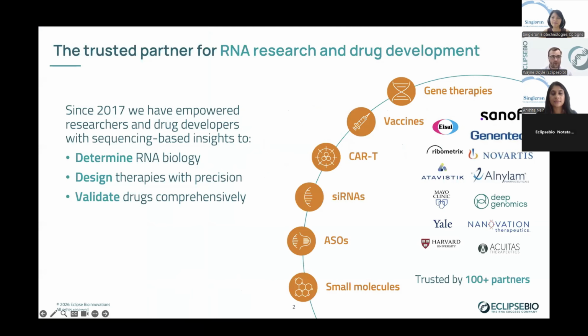So I want to start by just giving an introduction to who we are at Eclipsebio. We were founded in 2017, and over the past almost 9 years, we have been working with different partners, both academics and drug developers, to help reveal different aspects of RNA biology, and then also support designing therapies to help fix issues with RNA biology diseases, and then also validate those drugs very comprehensively.